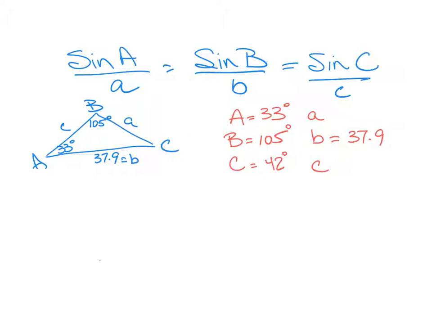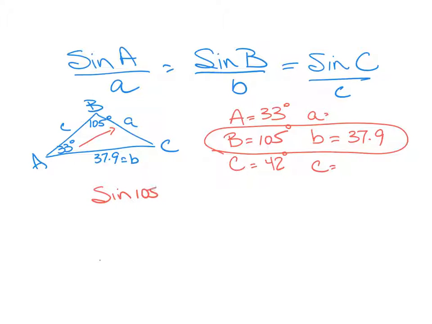Got it? So now we set up our fraction. Big A is across from little a, and big B is across from little b, and so on. So we have to look for our full fraction. Every problem is going to give us either a full fraction from the start or the ability to find a full fraction, which means it's probably a third angle that you can find easily. So this guy here is my full fraction. Do you see it? So I have sine of 105 over 37.9 equals sine of 33 over little a.